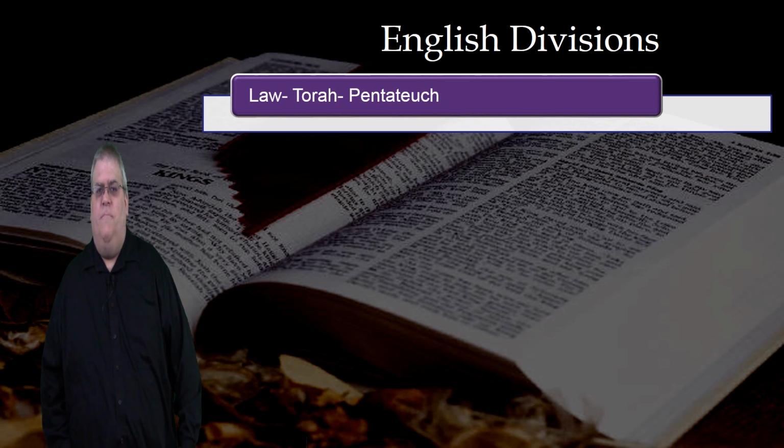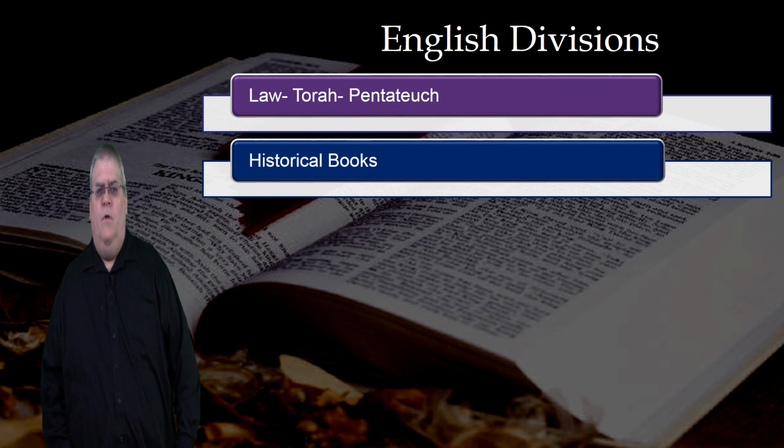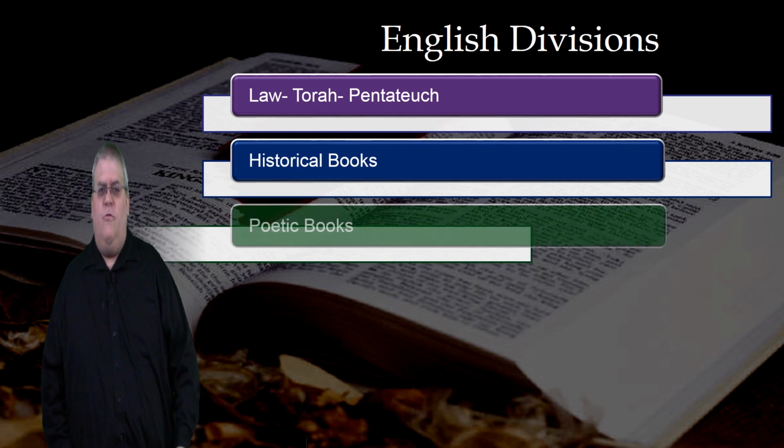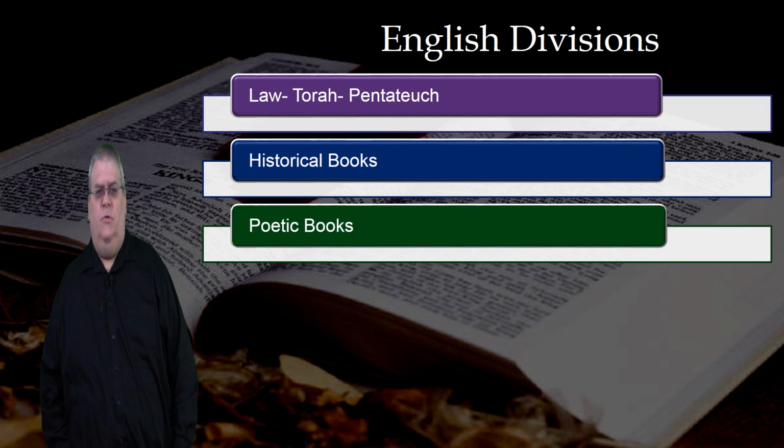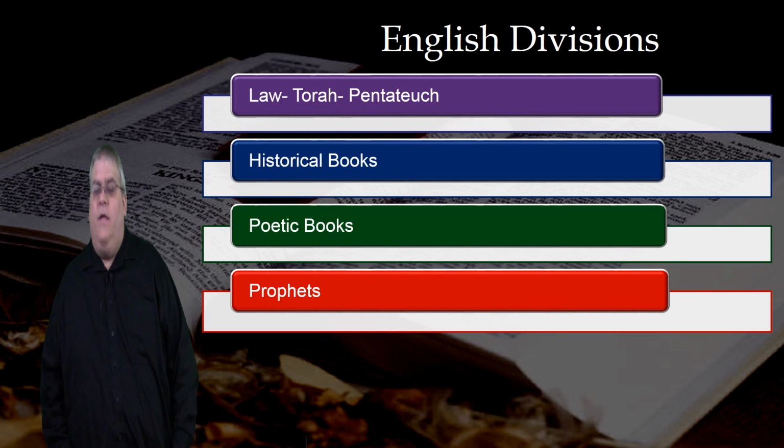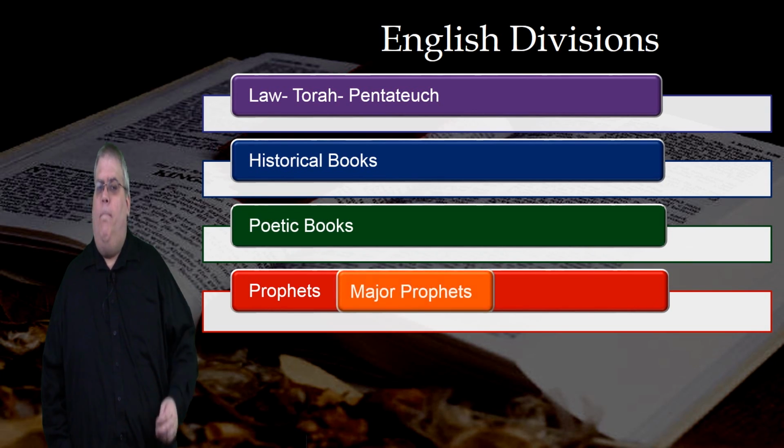Then the second division is the historical books. These books, like the name says, are primarily telling the history of Israel, continuing from where the Torah ended until the end of the Old Testament history. Then the third division is called the poetic books. And these books are the Psalms, the book of praise, and then the wisdom books. And then the last division is the prophets. And in the English Bible, the prophets are subdivided into 2 groups called the major prophets and the minor prophets.